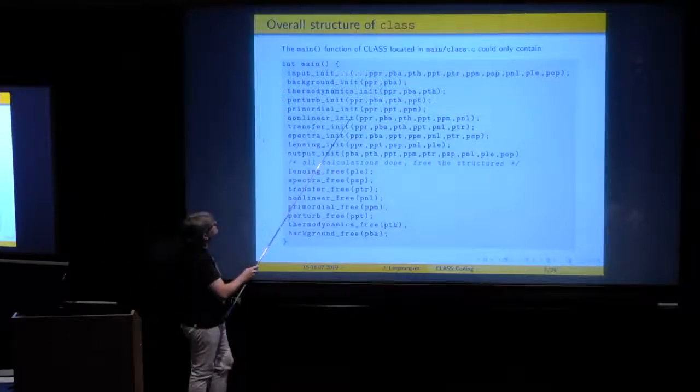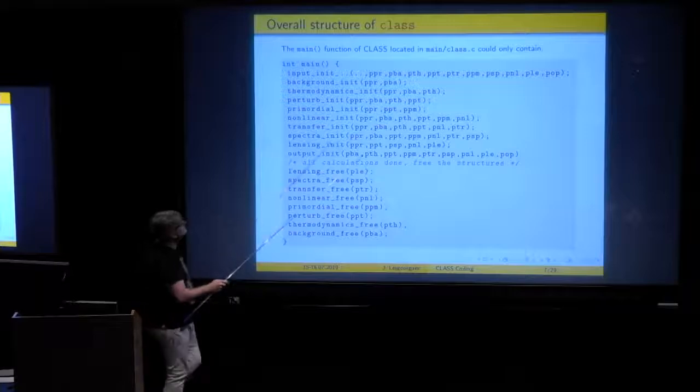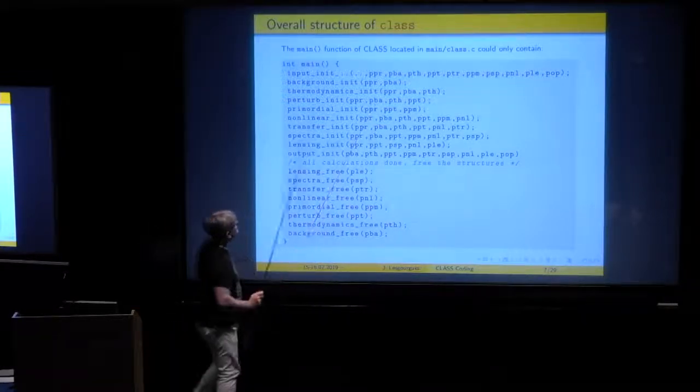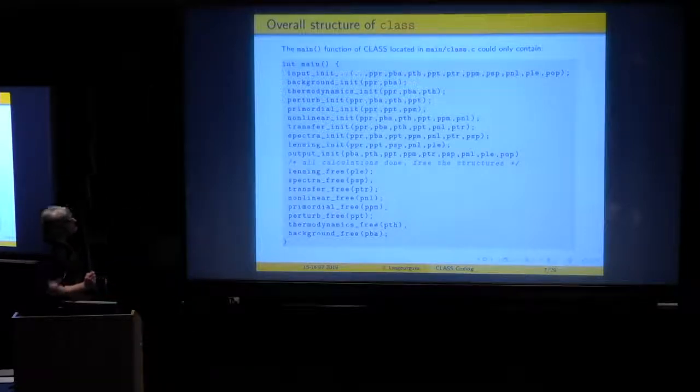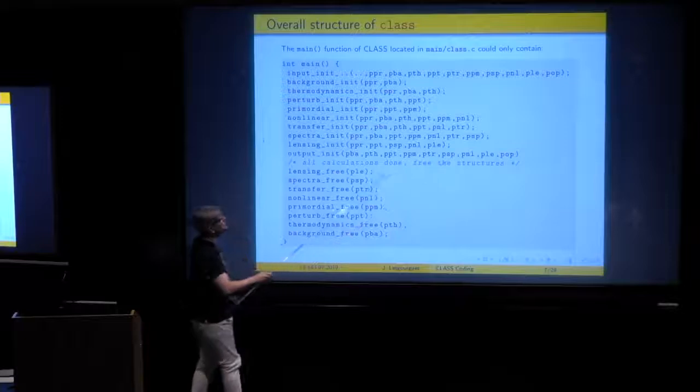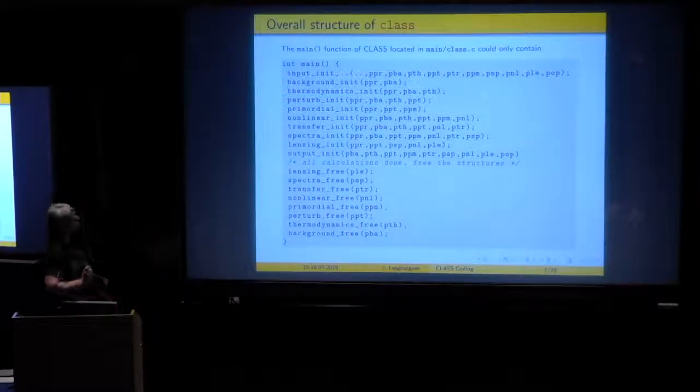Okay, then it goes on like this. The nonlinear module needs to know all the previous one, and so on and so forth. The lensing module has less arguments because it has limited dependency on some previous ones. And finally, the output module needs to know everybody because it will pick up output from all the structures.